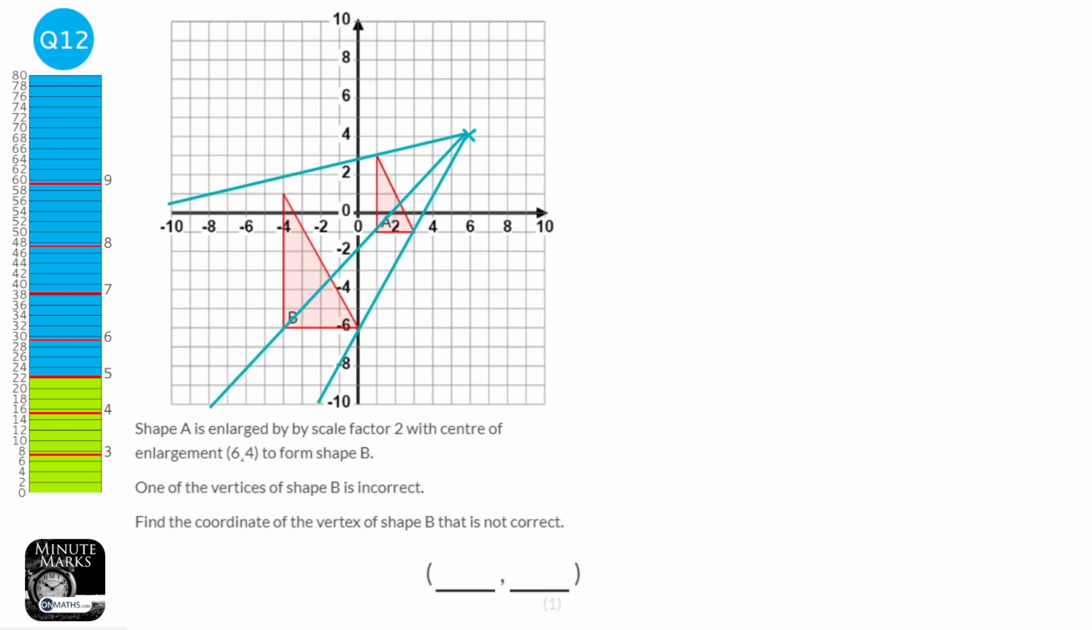So it says find the coordinate of the vertex of shape B that is not correct. So the coordinate is this one here, and so that would be minus 4, 1.